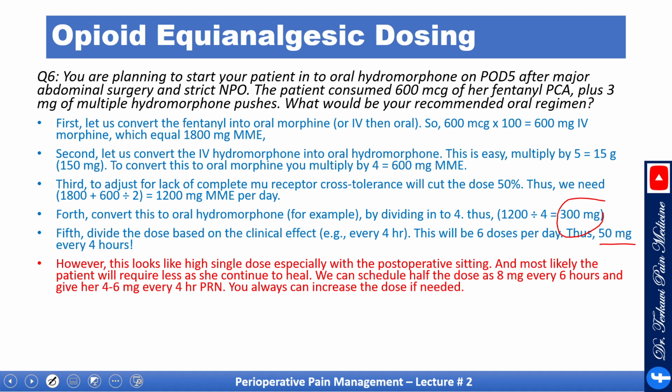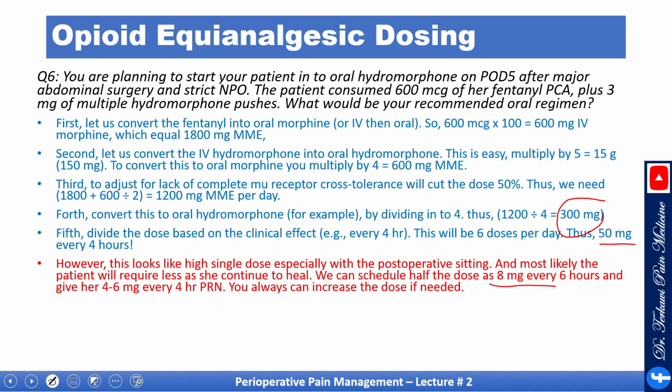We can schedule half the dose as 8 milligram every 6 hours and give her 4 to 6 milligram every 4-hour PRN. We can always give more. But again, I'm still not happy with this.